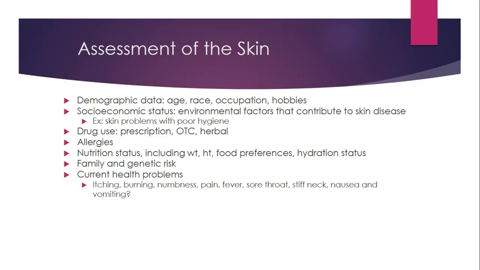We can talk about nutritional status, including their food preferences, their hydration status. We can talk about any genetic and family risks that they might have. And then, of course, current health problems that might be comorbid with this.